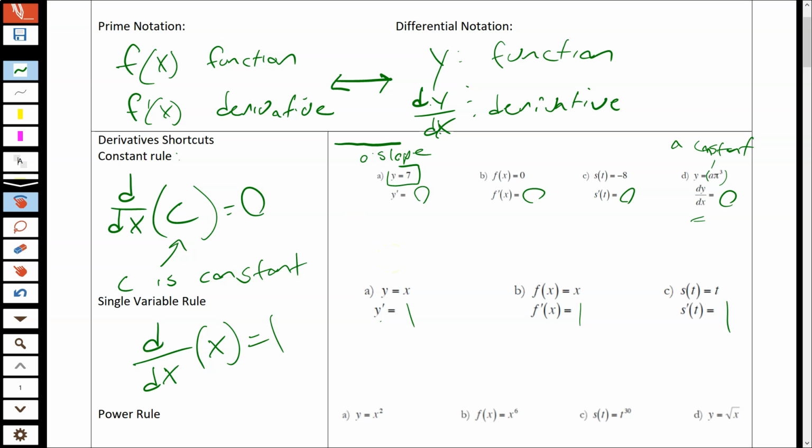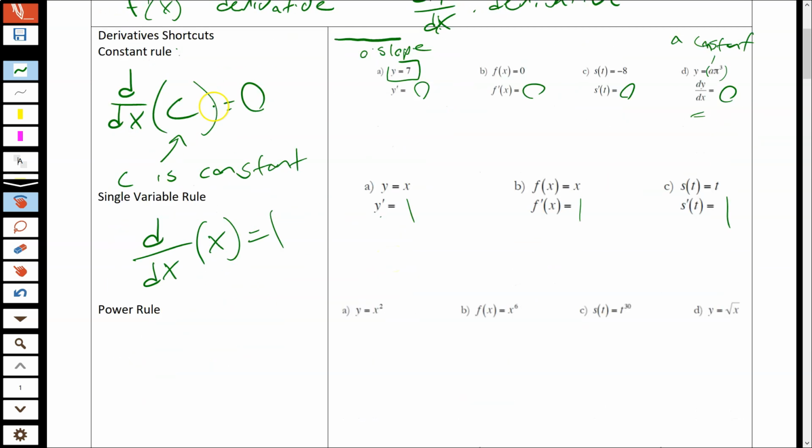All right, here's the moment we've been waiting for. This power rule. So we have seen in a previous lesson that when we apply the limit definition here, we get 2x.